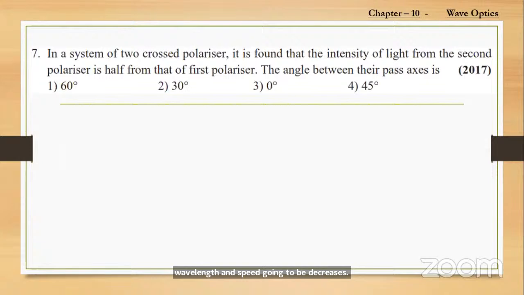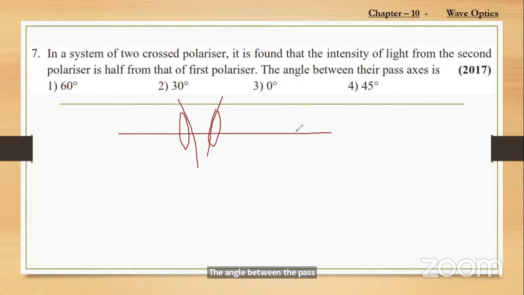Okay. Next one, in a system of two crossed polarizers. You can observe that one is the polarizer and the other is the analyzer. This is the axis of rotation of one, and this is the axis of rotation of the other. In a system of two crossed polarizers, it is found that the intensity of light from the second polarizer is half of the first polarizer. What is the angle between the pass axes? This is a phenomenon related to polarization, where we observe Malus law. What does Malus law say?